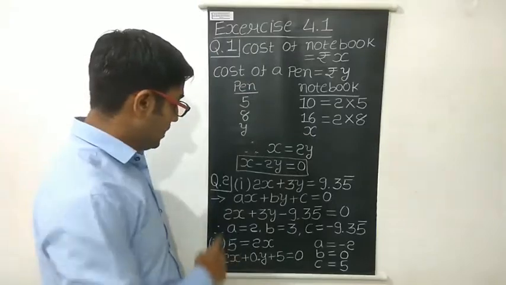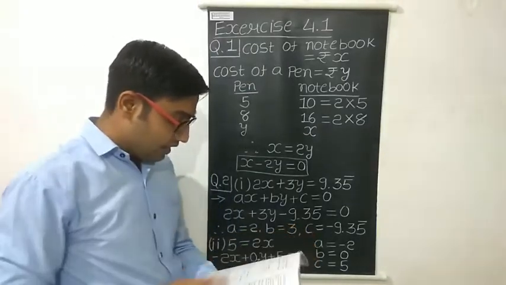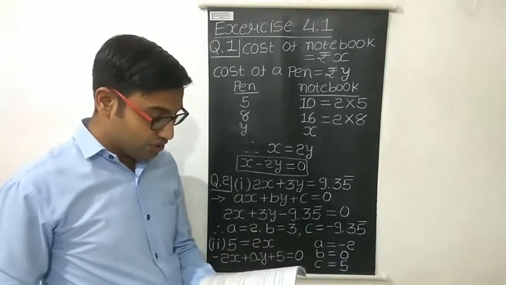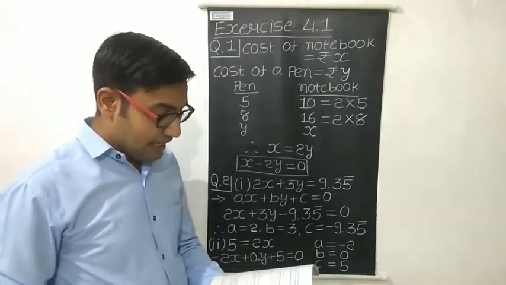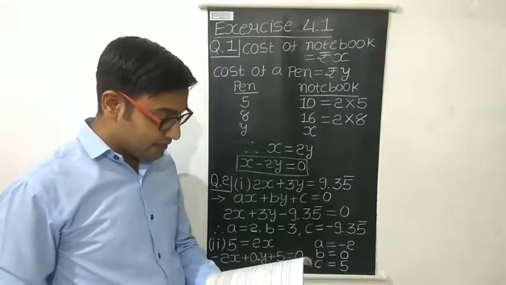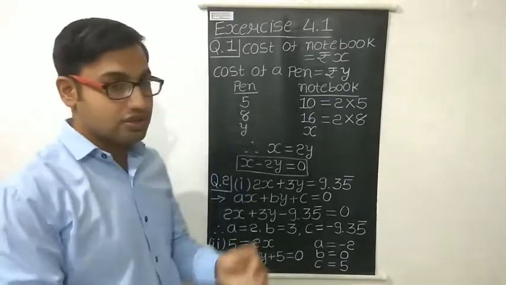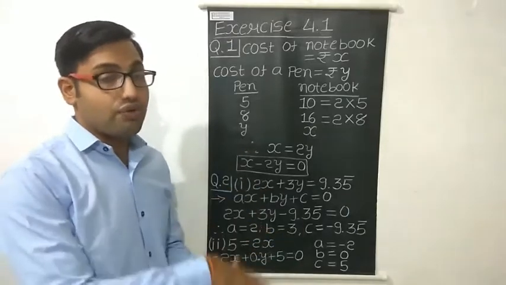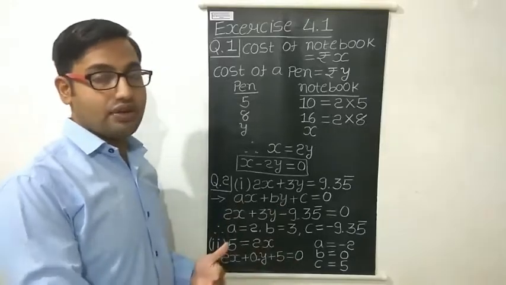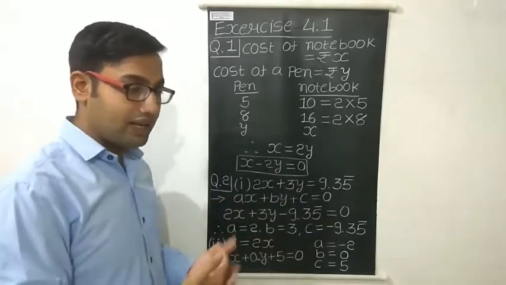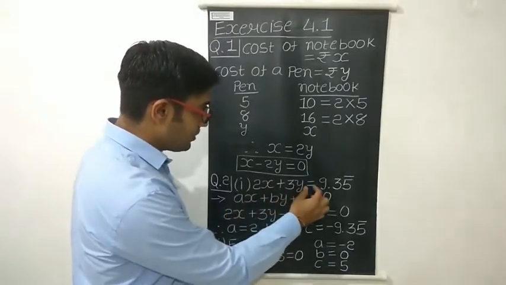Okay? Let us study question number 2. What is the question? Express the following linear equations in the standard form, that is ax plus by plus c is equal to 0, and indicate the values of a, b and c in each case. So here what we have to do? We have been given some linear equations. First of all, we have to convert them into the standard form. Then after that, we have to find out the values of a, b and c by comparing with the standard form.